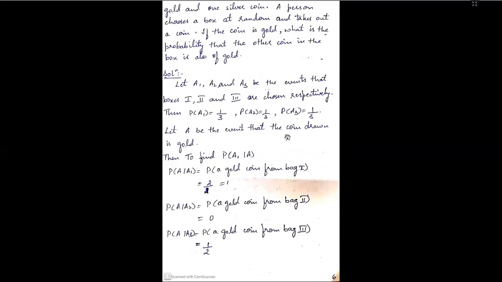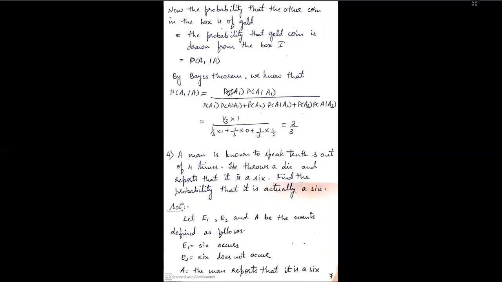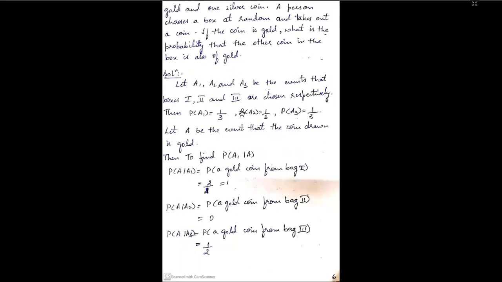So let A be the event that the coin drawn is gold. The probabilities of A1, A2 and A3 are each 1 by 3, because they are all equally likely events. Then we need to find out, now, what is the probability that the other coin in the box is also gold?